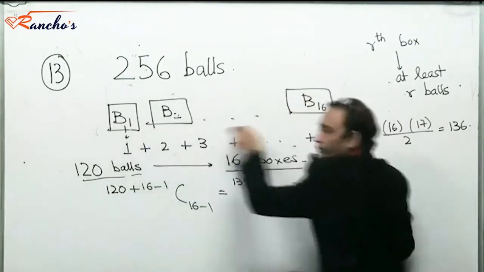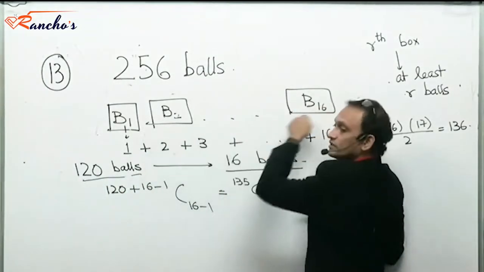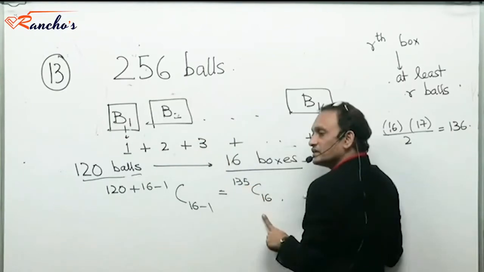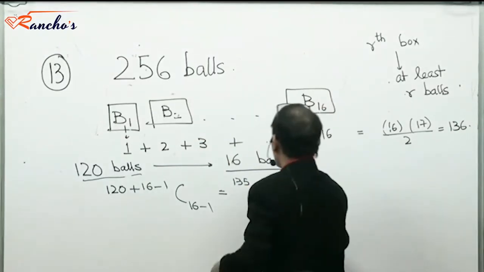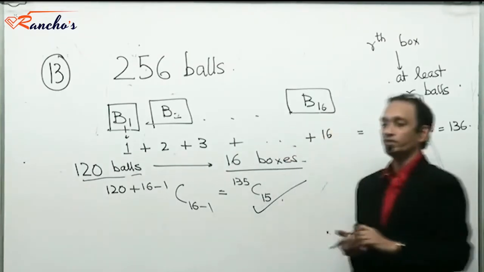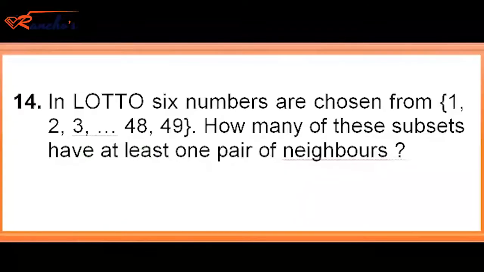There is only one way of doing the first step. The rest of the balls could be distributed in these boxes, with one or more boxes getting nothing, in 135 C 15 ways. That's the count. This is the answer. 135 C 15. Yes or no? Right?